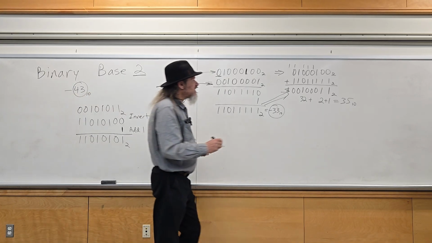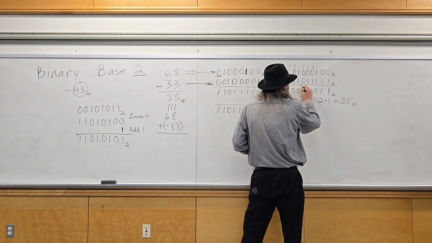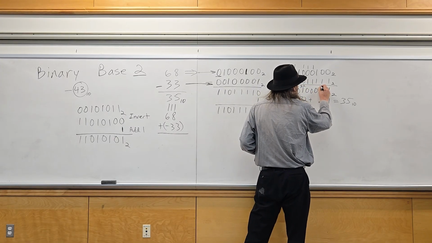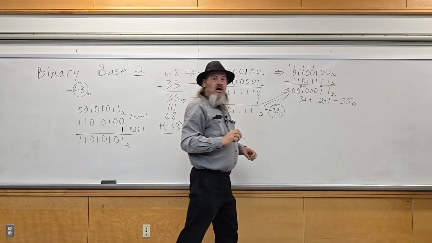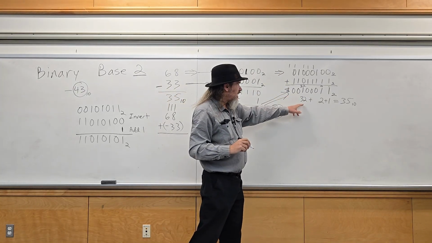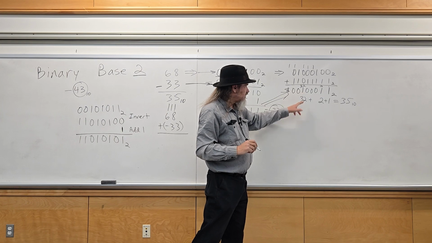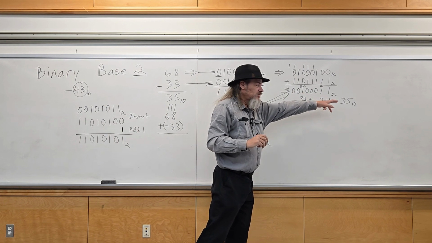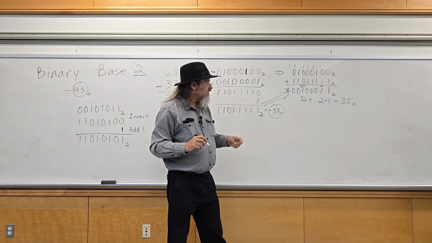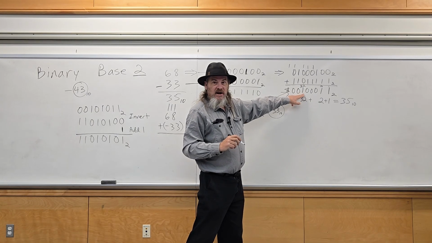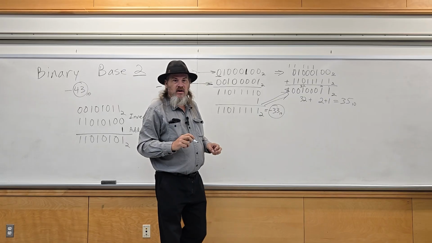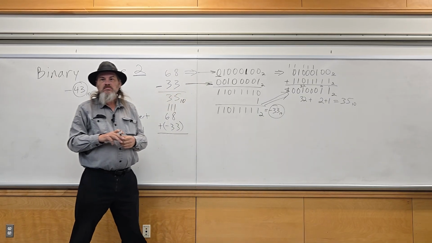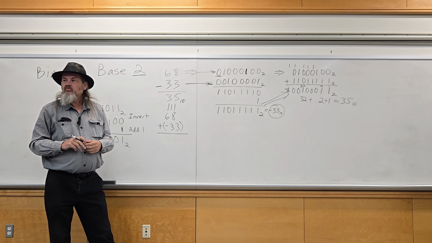32? Oh, this is the 32's place. This is the 2's place, and this is the 1's place. So I was just converting: 32 plus 2 plus 1 equals 35. This is the 32's place of binary. Converting it back to decimal. Okay?